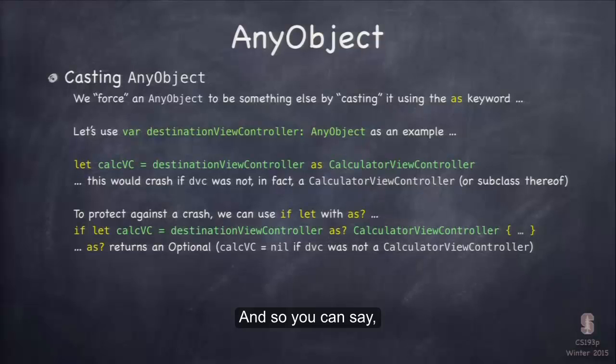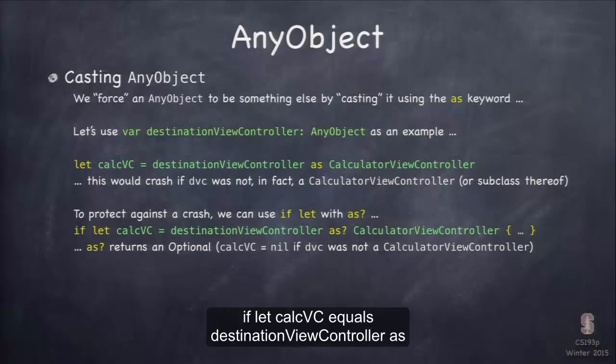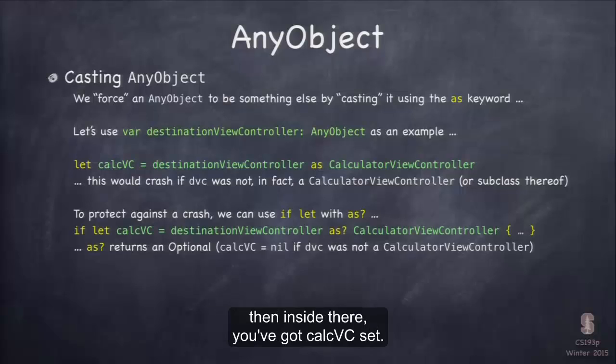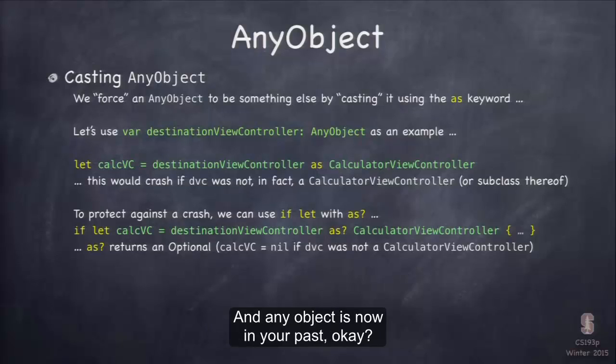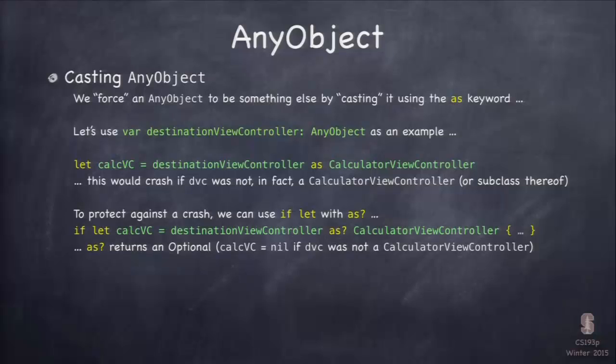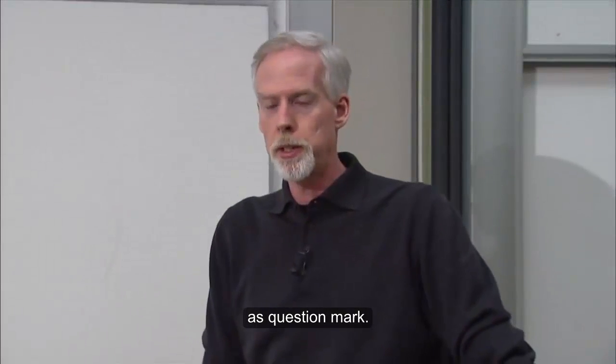And so you can say if let calc VC equals destination view controller as calculator view controller, and then inside there you've got calc VC set, and you know that it's a calculator view controller, and any object is now in your past. Okay? Make sense? So we get as and as question mark.